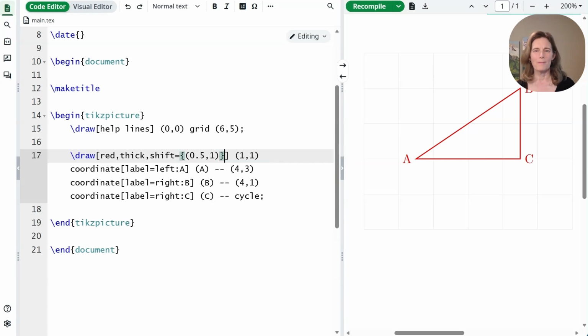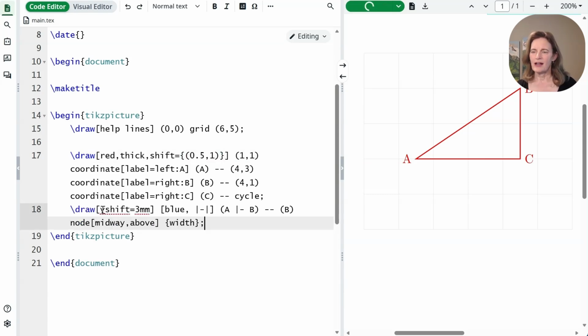Now let's add some measurement lines. I want to show the width of the triangle using a line from the top left corner to the top right corner, shifted up a bit for clarity. So here I have yshift equals 3 millimeters. I'm starting at A bar dash B, which is this point here, and I'm going to B, and I'm putting a node midway with the width. Only it didn't shift, and that's the gotcha with named coordinates.